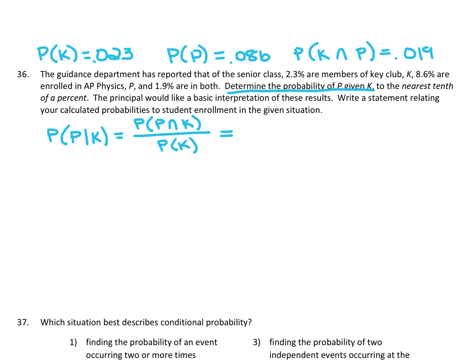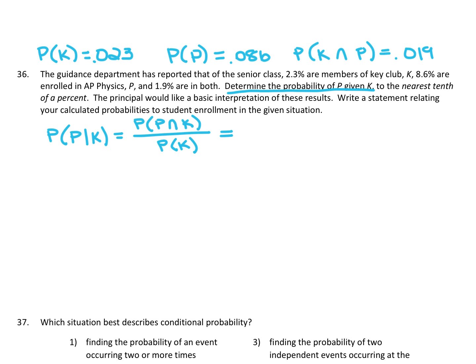Okay, so I first just organized the information on the top here. It says that the probability of Key Club is 2.3%. The probability, I use P for physics, AP physics, the probability of being in physics is 0.086, and the probability of being in both is 0.019. Okay, so I just changed the percents to decimals. Now it says to determine the probability of P given K. So the probability of P given K is equal to, and this is the formula from the previous page, just change your A's and B's to P's and K's.